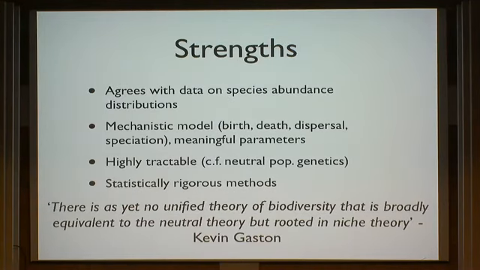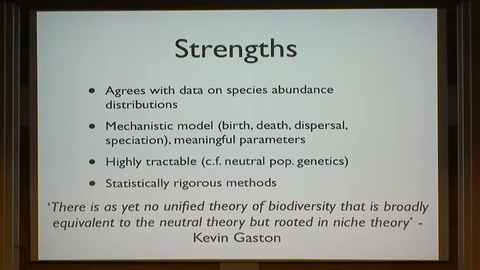Okay, so neutral theory is good because it agrees with data on species abundance distributions. It's also good because it's a mechanistic model. It's not a heuristic model where we say, for instance, let's model diversity as a broken stick model, which was done by Fisher originally, I guess. Maybe not. But there are lots of rather nebulous models about communities saying that they're dividing resources amongst each other in some particular way.